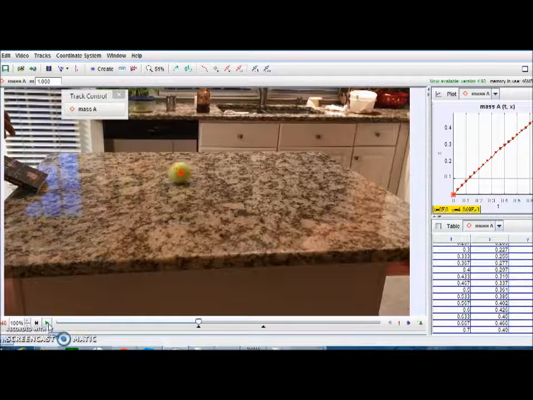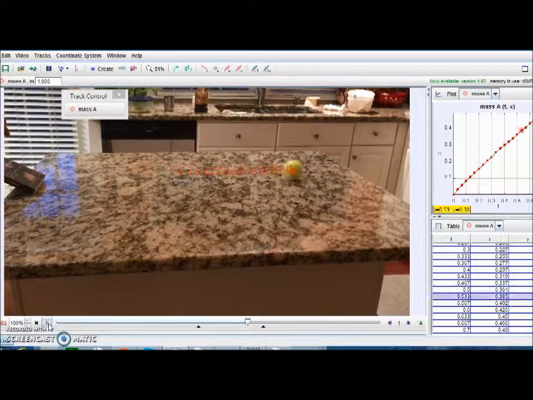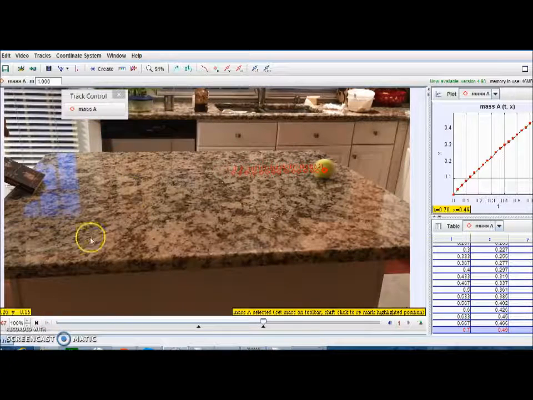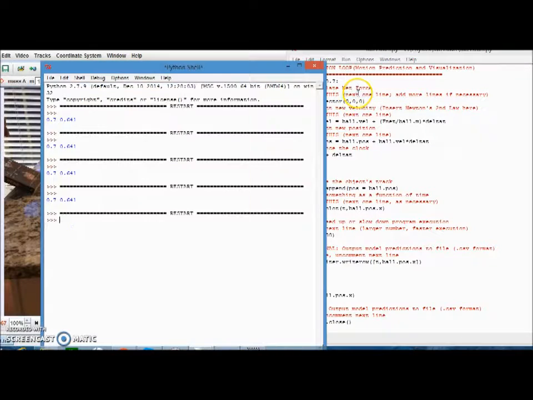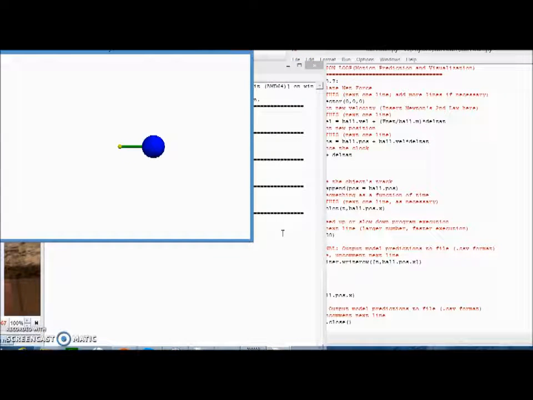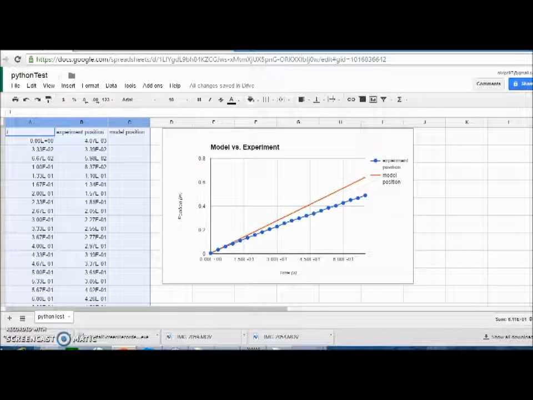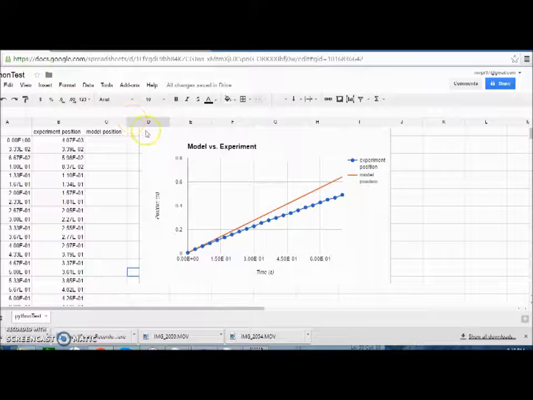For my lab, I observed the motion of rolling a tennis ball on the counter at constant speed. Then I used this video and analyzed it on Tracker, which I compared to a computational model which I made on Python, as you can see here. My question was whether the predicted model would be similar to the actual model when using the physics principle of Newton's second law. For our results, we found that the experimental model was quite similar to the computational model.